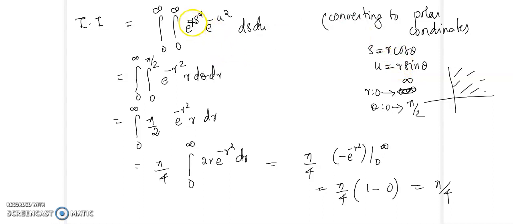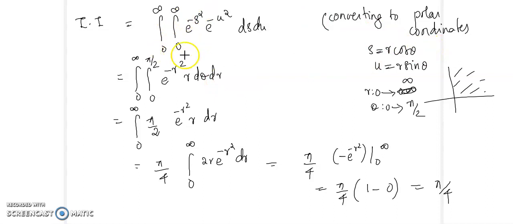Here e raised to minus s square plus u square, on substitution, you will get s square plus u square equal to r square, e raised to minus r square. ds du will be r. Let me take the order d theta dr.